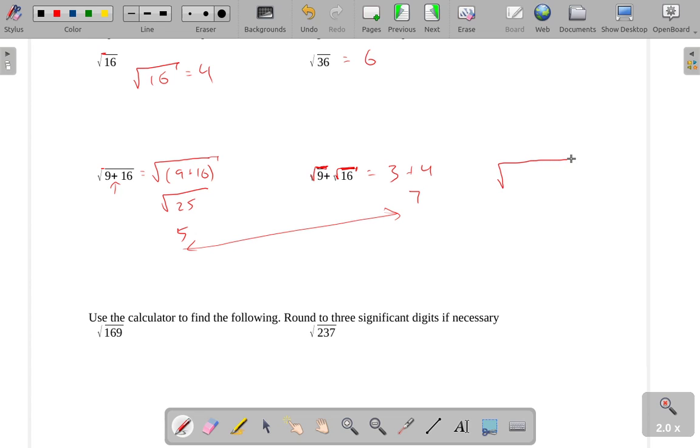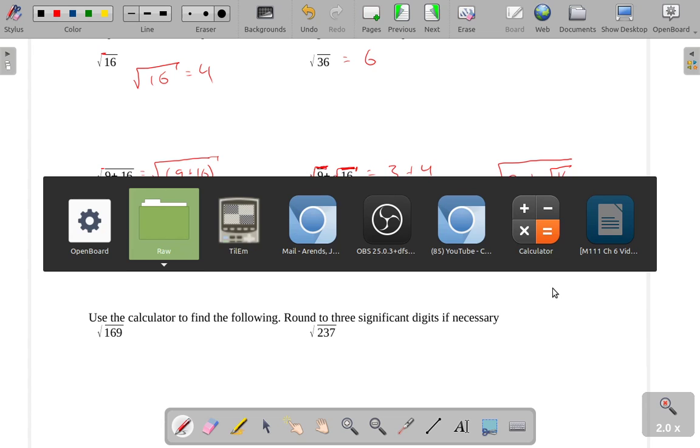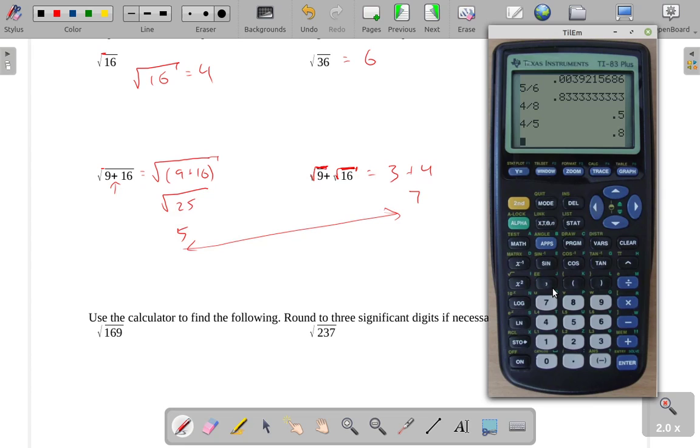You could do something like this: the square root of 9 plus the square root of 16. Well, okay, I would have to do the square root of 16 first, which would give me 9 plus 4 in here. Then I'd have the square root of 13. The square root of 13 is not a nice number to work with. So let's look to see how we would actually ask our calculator what number that is.